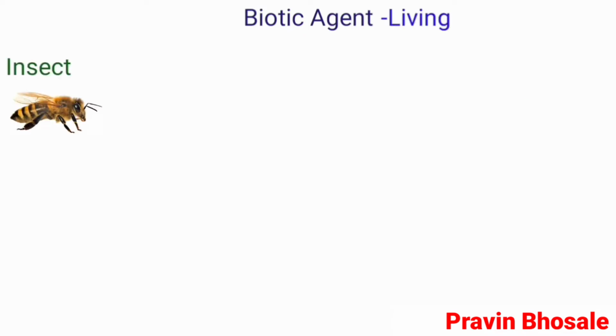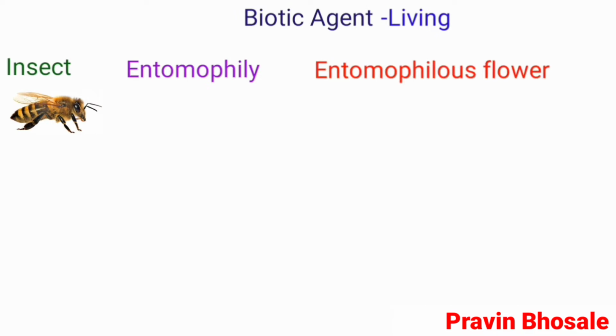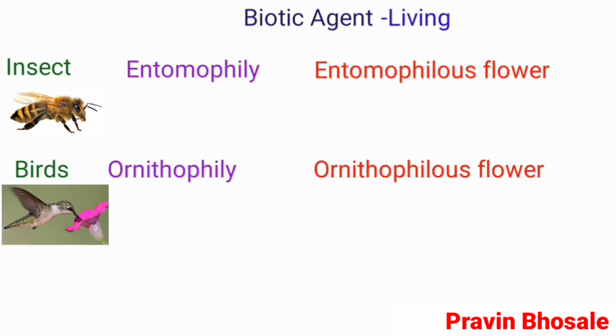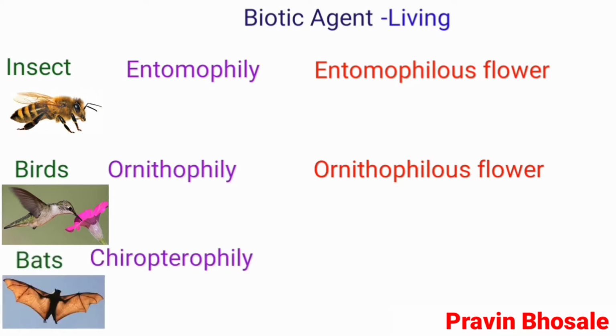Biotic agent, living. When pollination is done by insects, it is called entomophily, and the flower is called an entomophilous flower. When pollination is done by birds, it is called ornithophily, and the flower is called an ornithophilous flower. When pollination is done by bats, it is called chiropterophily, and the flower is called a chiropterophilous flower.